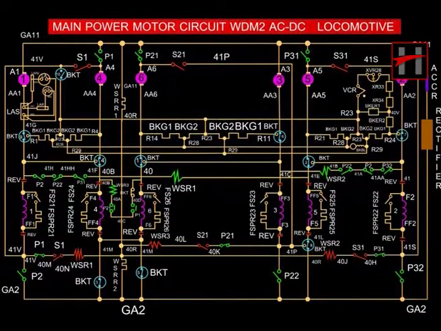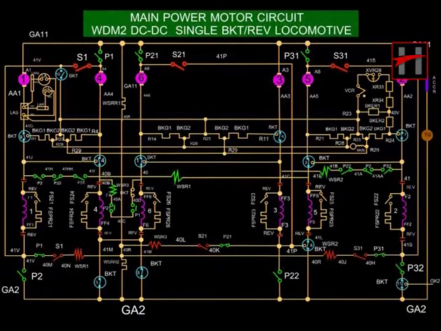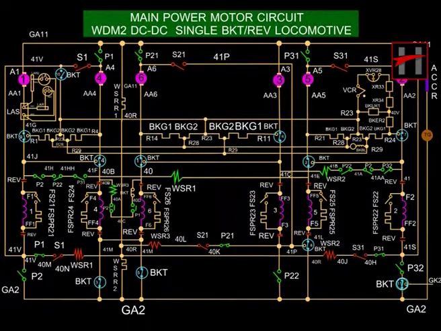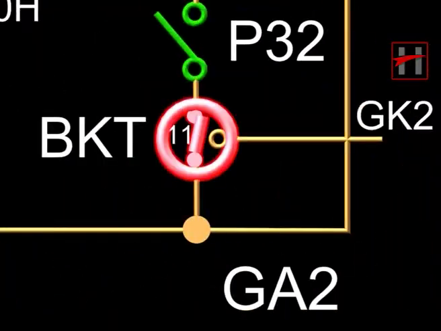This is the main power motor circuit for the WDM2 AC-DC locomotive. The differences between the main power motor circuits of WDM2 AC-DC locomotive and WDM2 DC-DC locomotive are as follows. Number 1. The main power motor circuit of WDM2 AC-DC locomotive does not have this BKT contact, because this BKT contact is used in the dynamic braking circuit by connecting it to the traction generator via the series field.